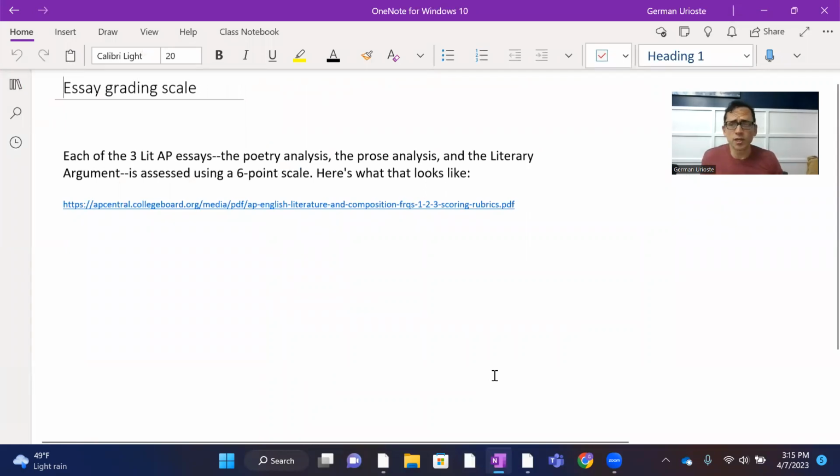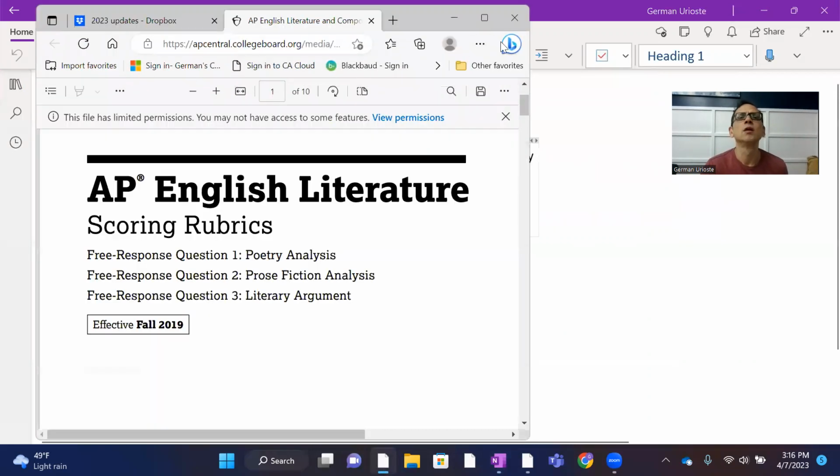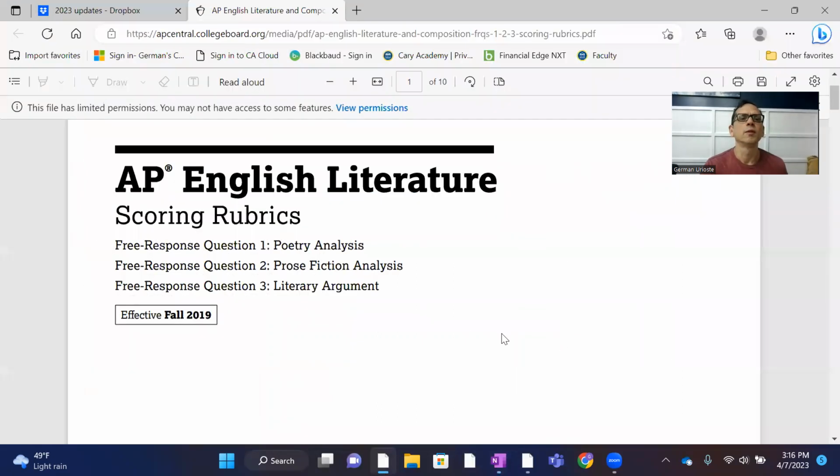So the scale has changed over the last few years. They used to use a 9-point scale. They've simplified that to a 6-point scale. And I want to just review that with you very quickly. You don't need to worry too much about this, but it's good for you to know how you are being assessed when you do these three essays. So here's what the College Board has released regarding this 6-point scale. Let's open that up.